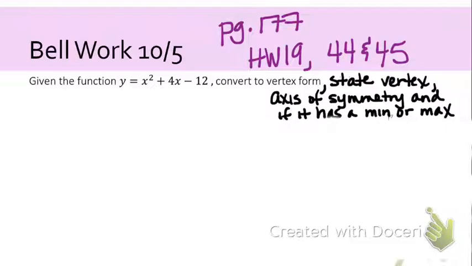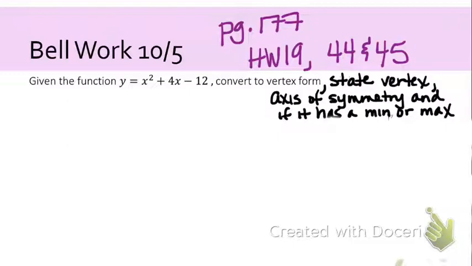So in your bell work packet, take out your bell work, find this question, and then follow those 3 examples. You can either look at page 177 as a reference, or you can look at the homework we started yesterday and just try to rewrite this in vertex form. And then we'll go through the steps again together. Okay, let's go through it together.